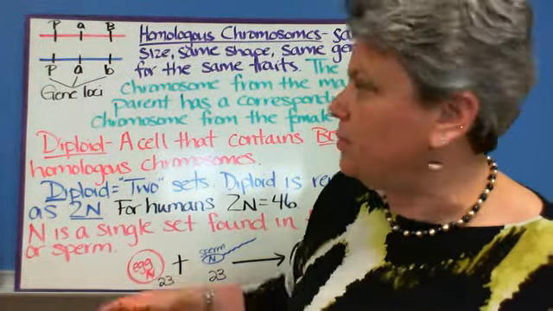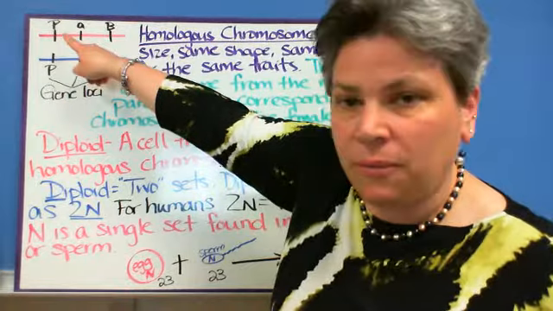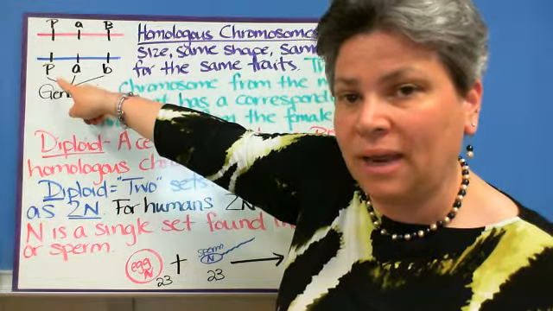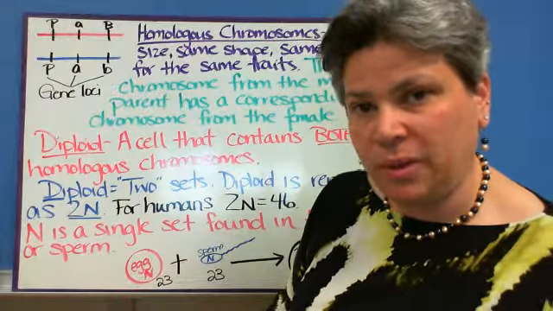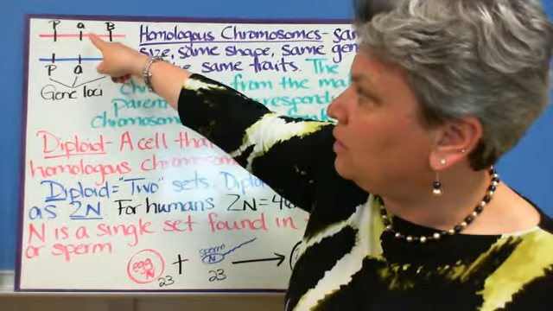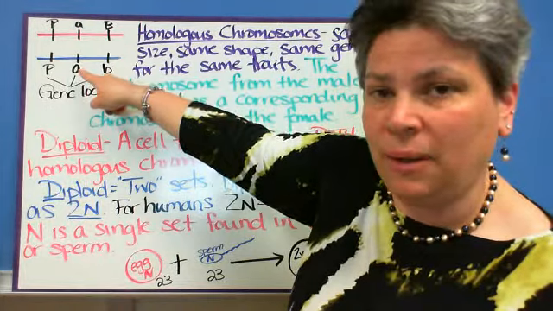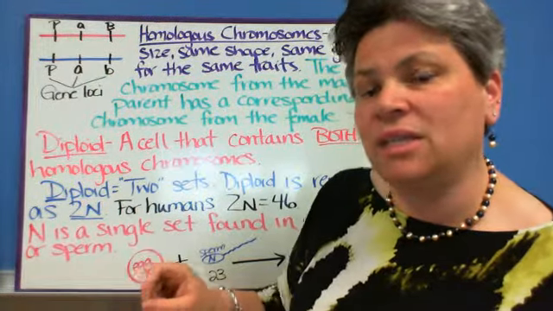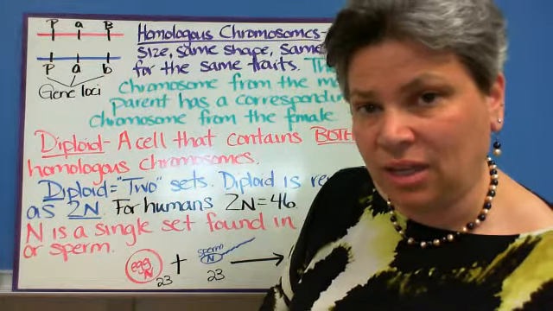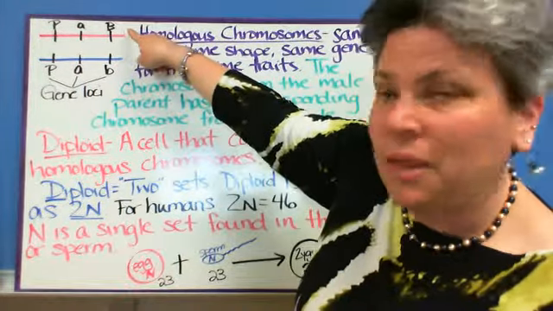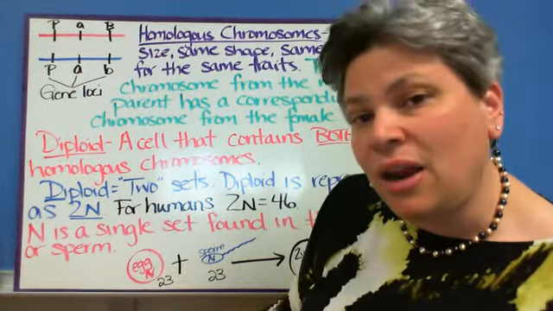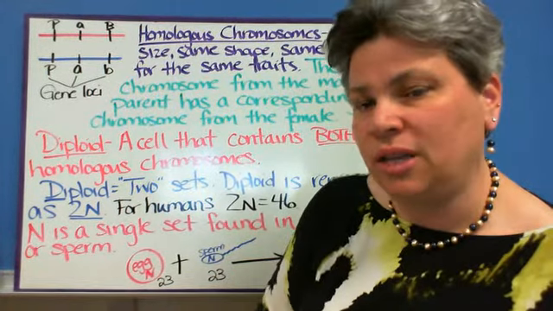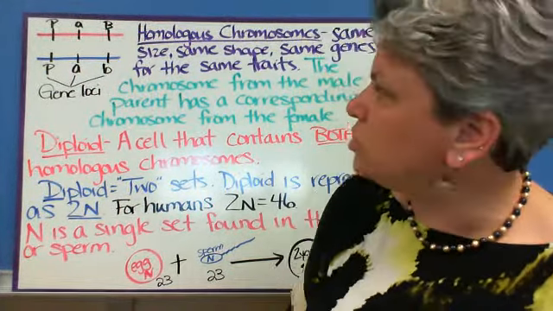Now, let's review for a minute. If I inherit big P from my mom and big P from my dad, then I am homozygous dominant for the P gene. If I inherit little a from my mom and little a from my dad, I'm homozygous recessive for the A gene. And if I inherit big B from my mom and little b from my dad, then I'm heterozygous for the B gene. So just review of some of those terms.